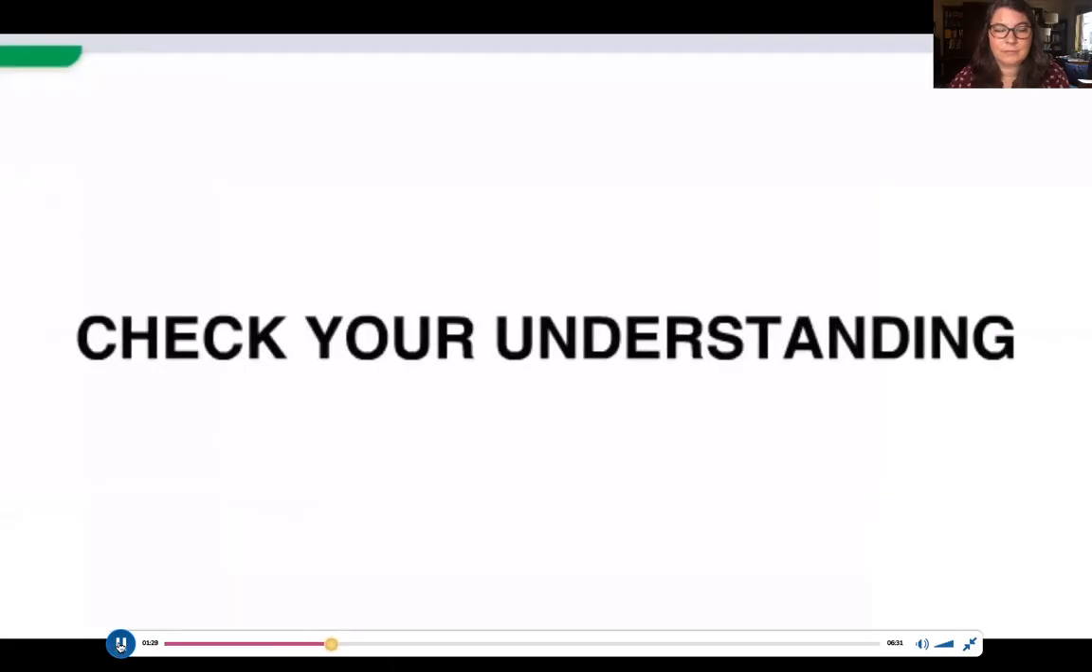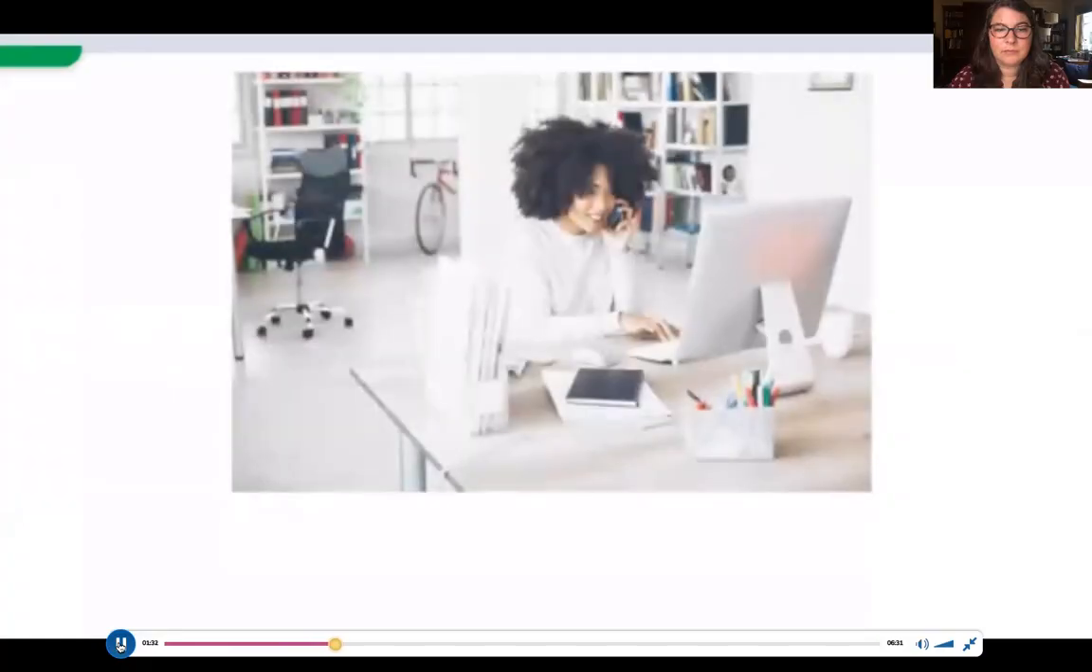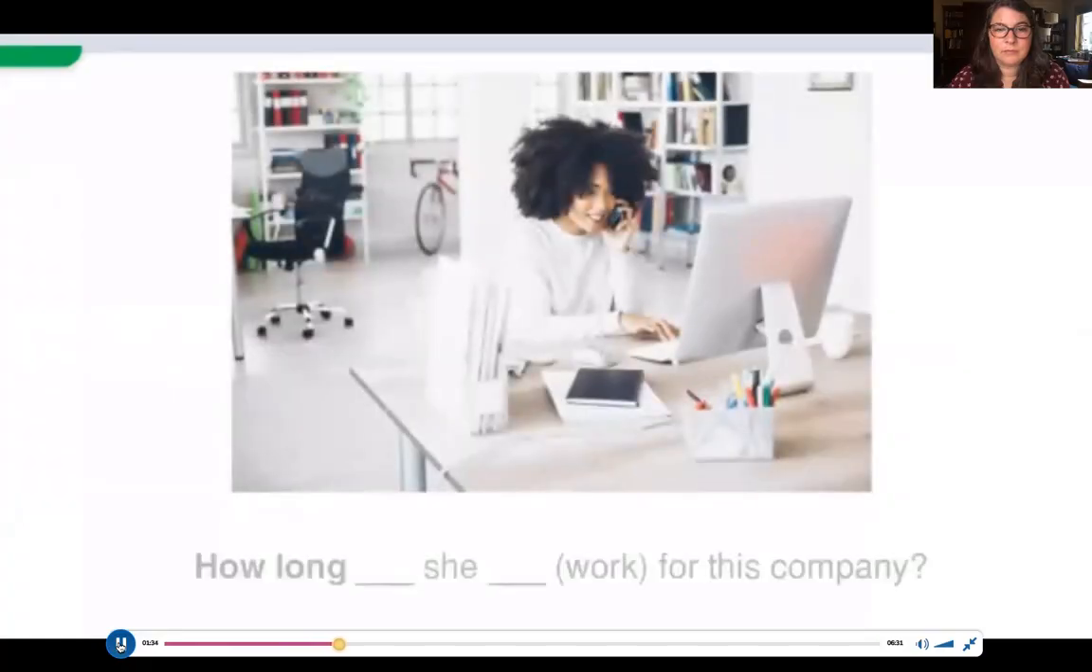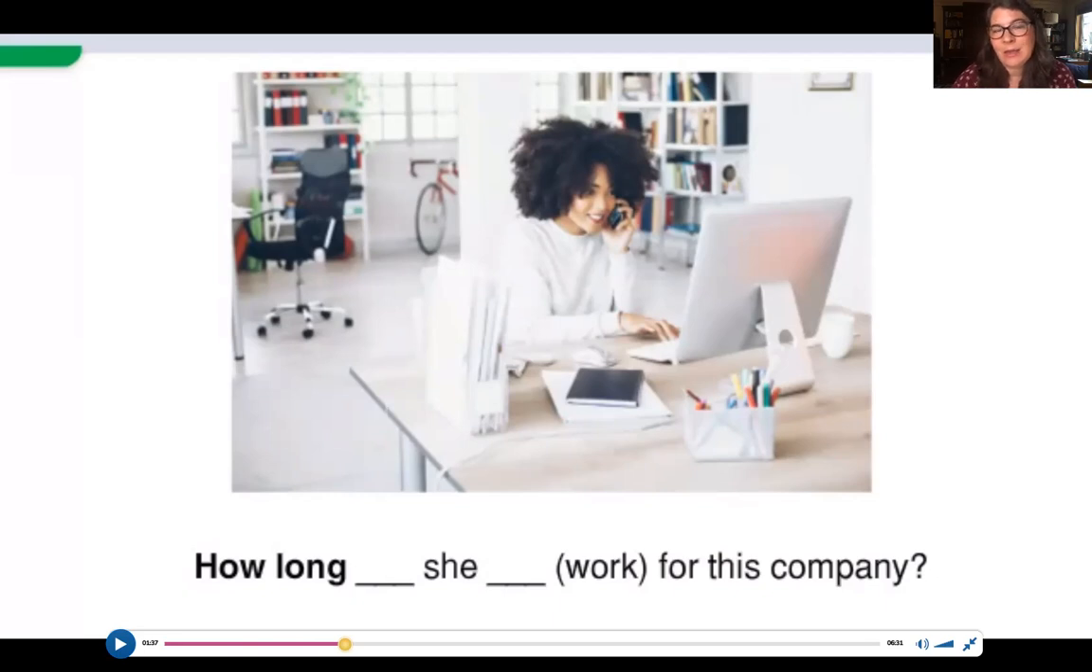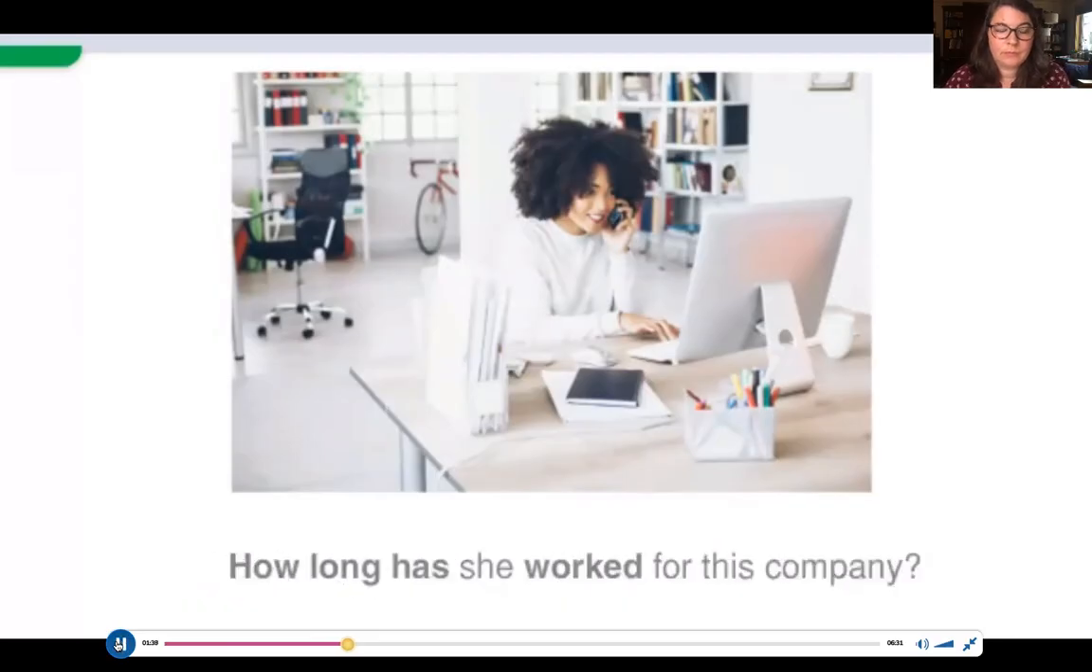Check your understanding. Look at the picture. Complete the question. Okay, how long, and it's she, so is it have or has? It has to be has, right? How long has she? Now the verb work is a regular normal verb. So for regular verbs, you just add ed. Work, worked. How long has she worked for this company?